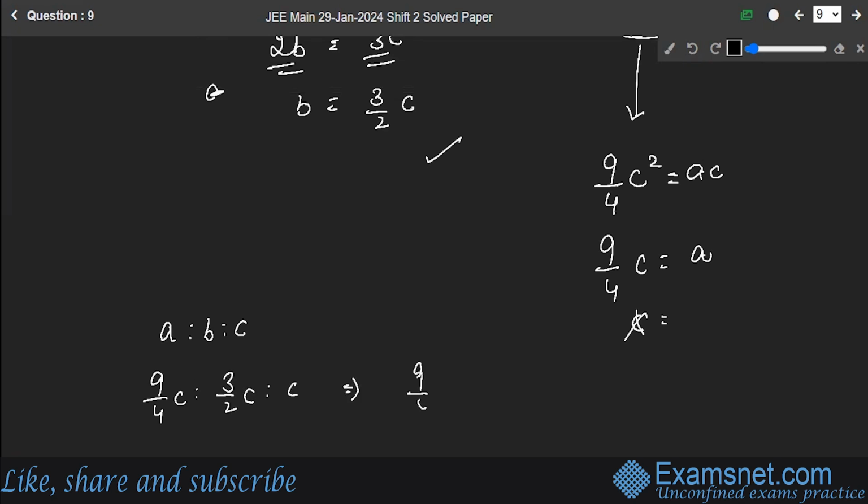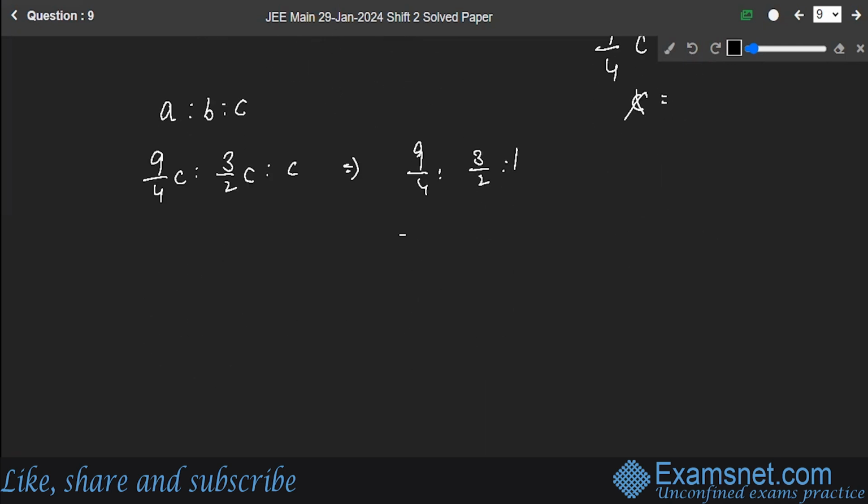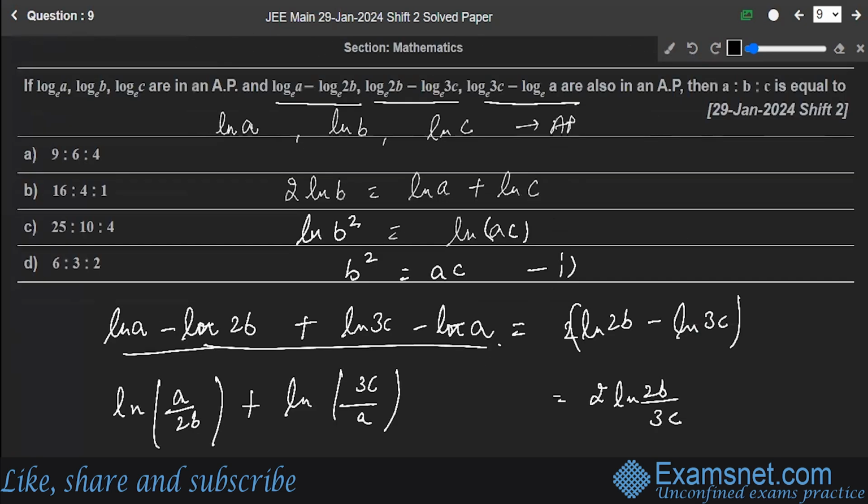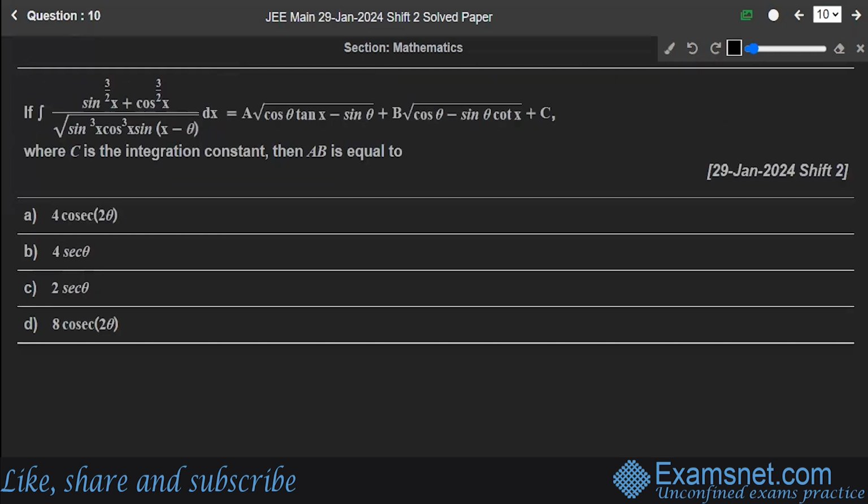So this is 9 by 4 is to 3 by 2 is to 1, or this will be 9 is to 6 is to 4. So this is the ratio, 9 is to 6 is to 4. Let's check with the options. You have the first one as the right answer. Hope you're clear with this. Let's move to the next question then.